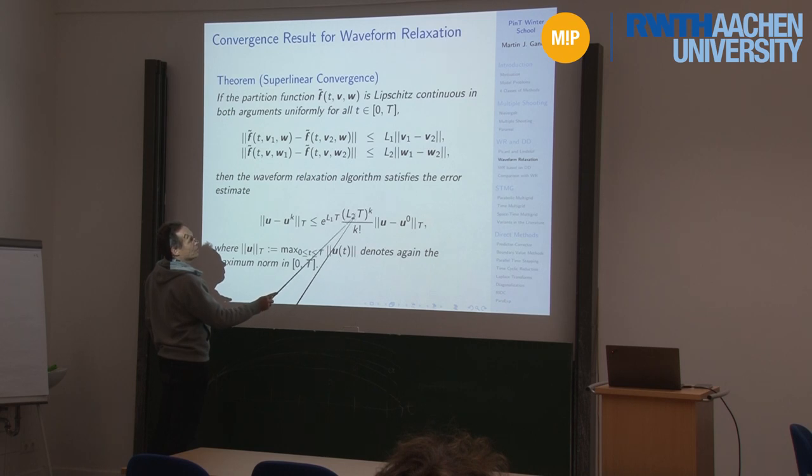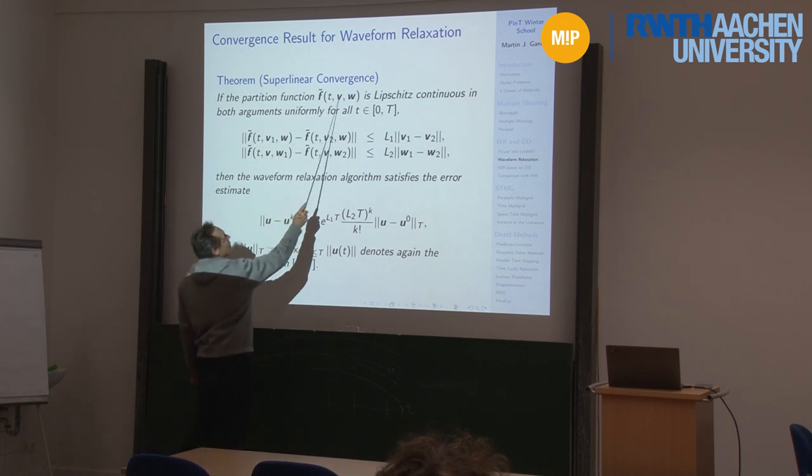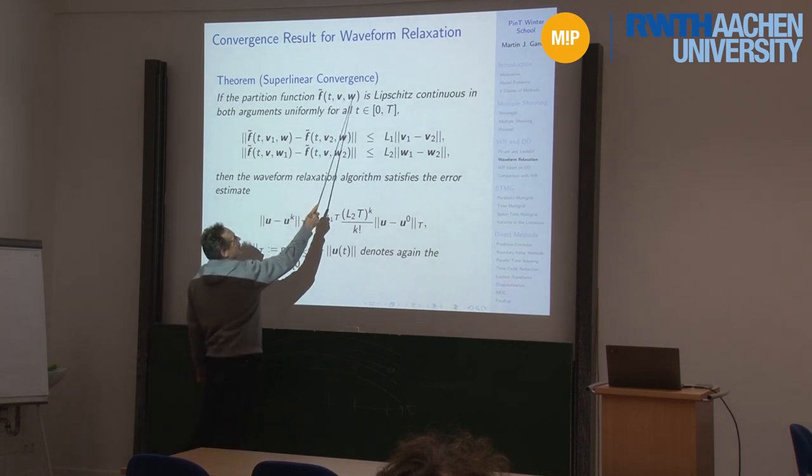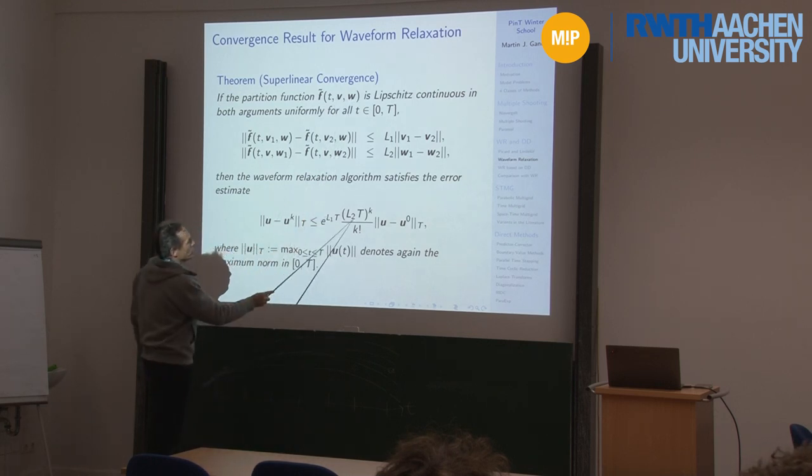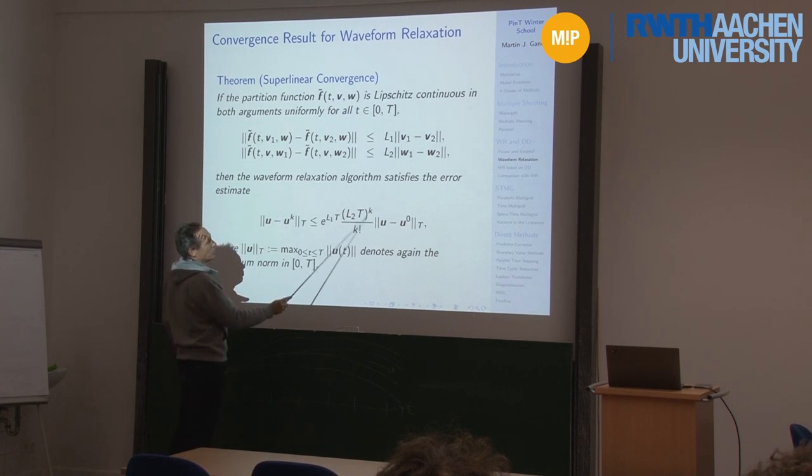factor. You have this constant, except it's only the Lipschitz constant of the splitting function with respect to the second argument. Because now you need a splitting function somewhere at k and somewhere at k minus 1. So you need a splitting function. And so the first Lipschitz constant appears. The second Lipschitz constant appears here, like in the Picard iteration.